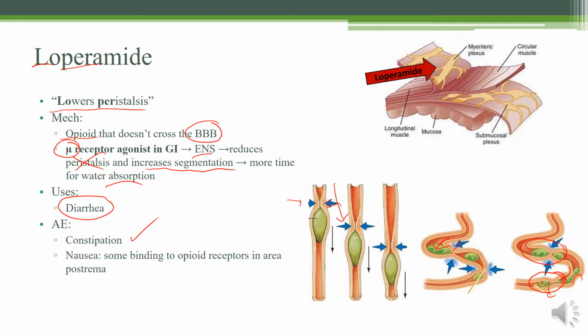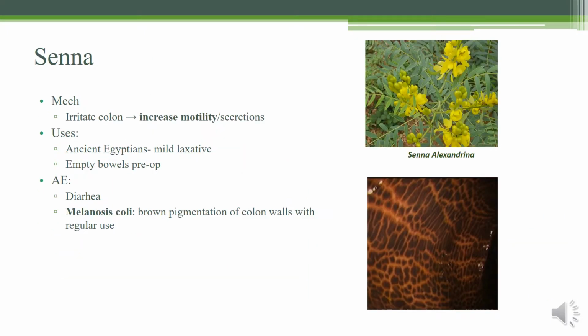Something else you need to know is that a little bit of it can cross the blood-brain barrier, but which part of the blood-brain barrier can it cross? The area postrema, the most fragile part of it. And the area postrema actually does have opioid receptors, and this can cause nausea and sometimes vomiting with patients taking loperamide. All right, let's talk about Senna.